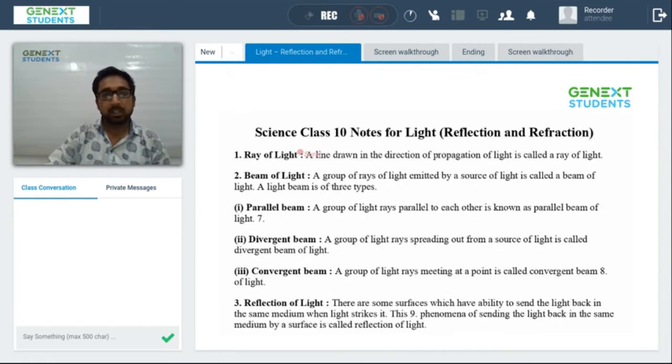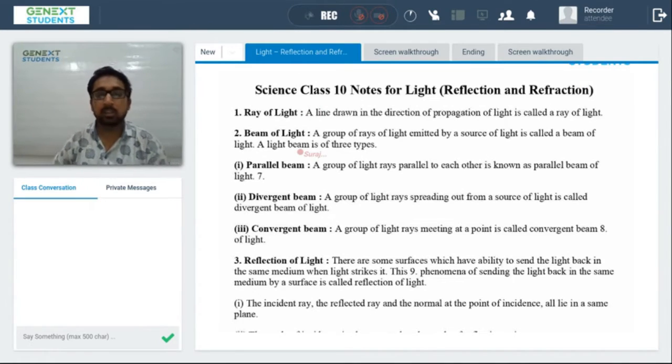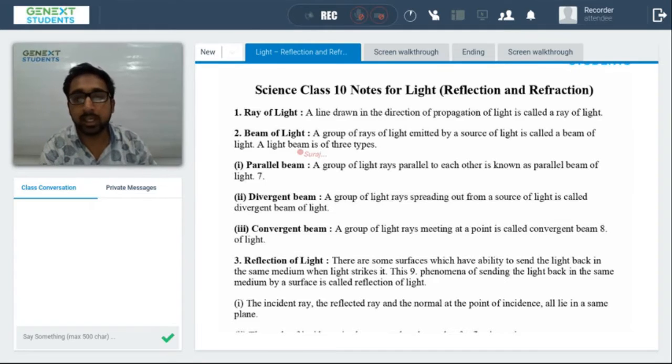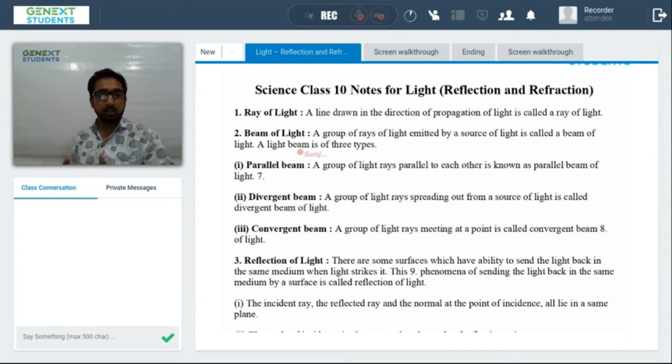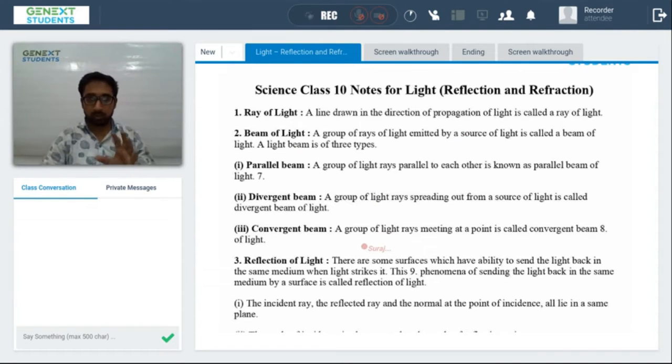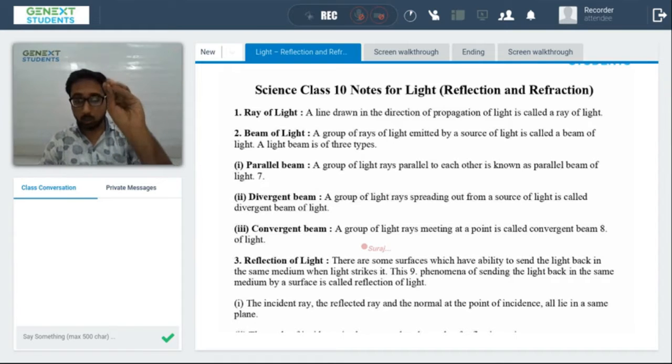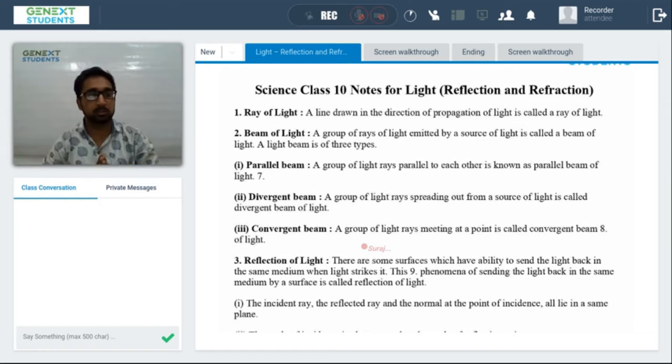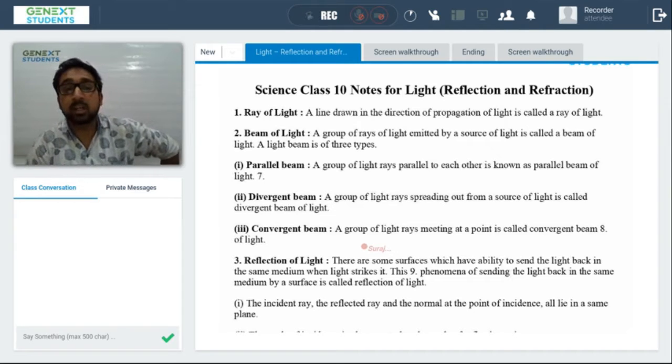So in science, we are starting with light. Basically, what is light, how does it work, and why do we need to study light? There are many questions you may have had at the beginning of the session. But today we are about to discuss the outlook of light, the reflection and the refraction part of the syllabus. So we start with the ray of light.